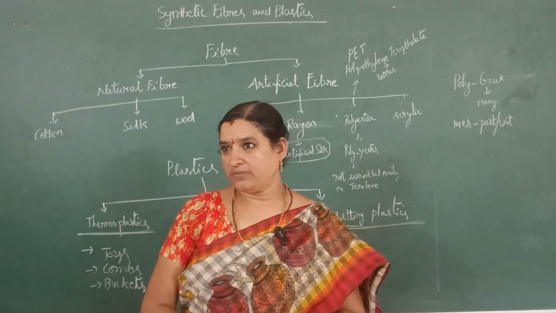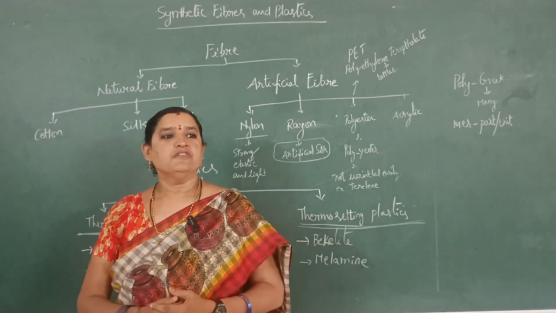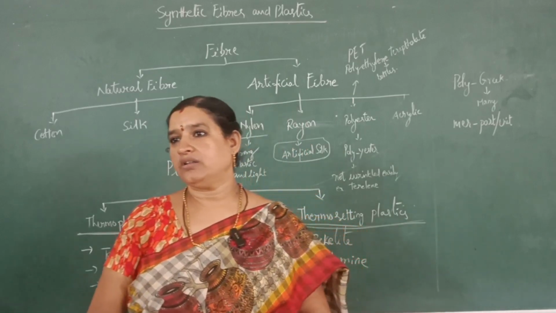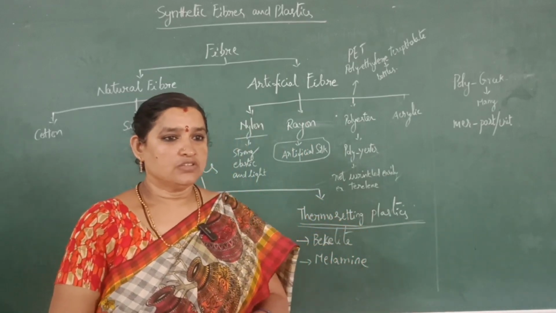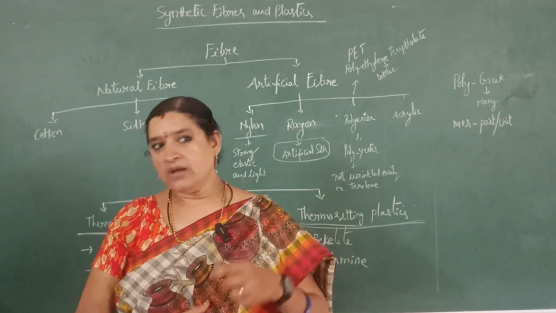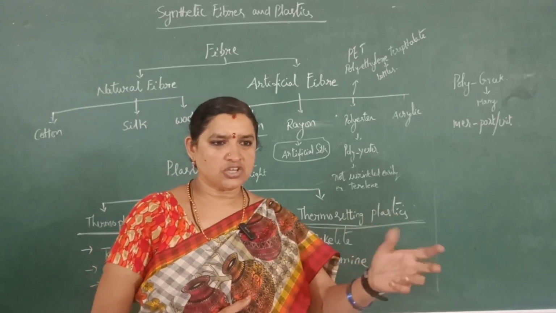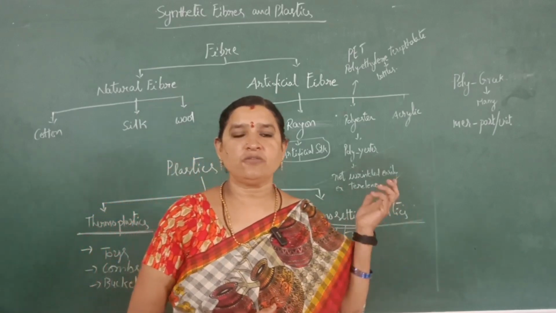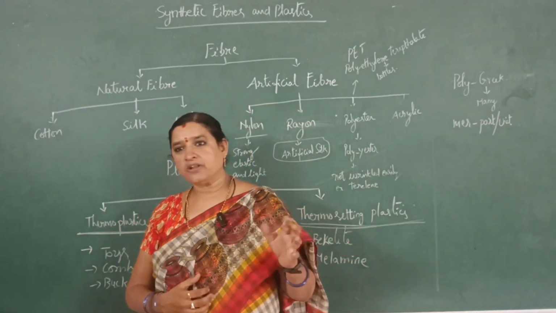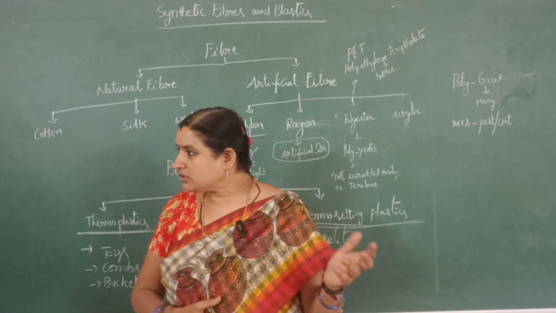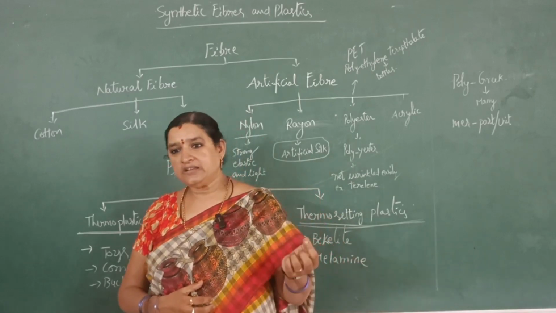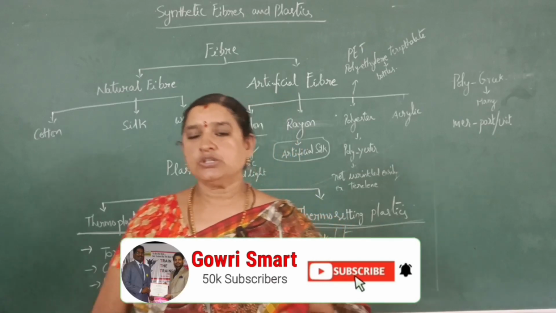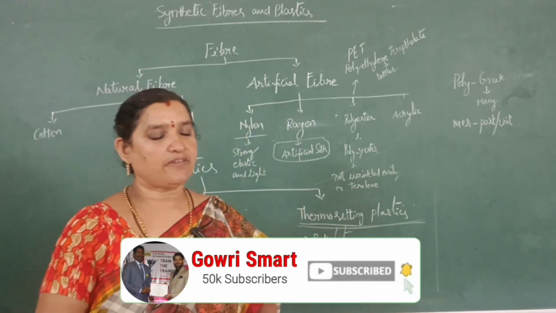What is a natural fiber? The fibers which are obtained from plants and animals are called natural fibers. So the fibers we get from plants and animals are from nature. That's why we call them natural fibers. Plants are also part of nature, animals are also part of nature. We get this fiber from plants and animals, so that is called natural fibers.